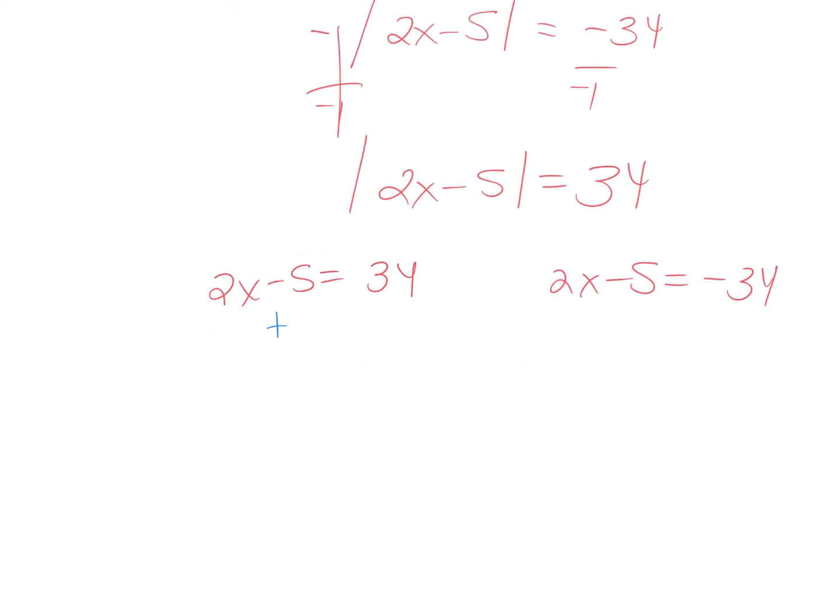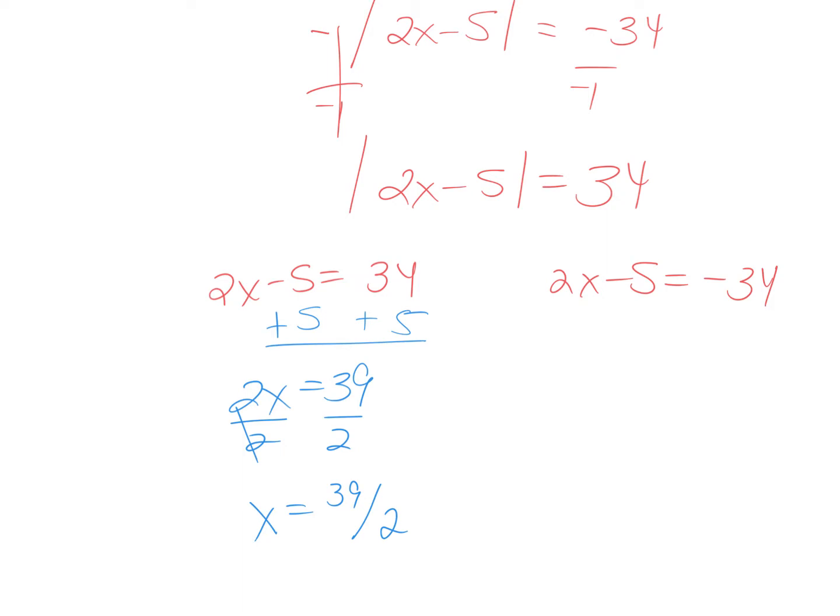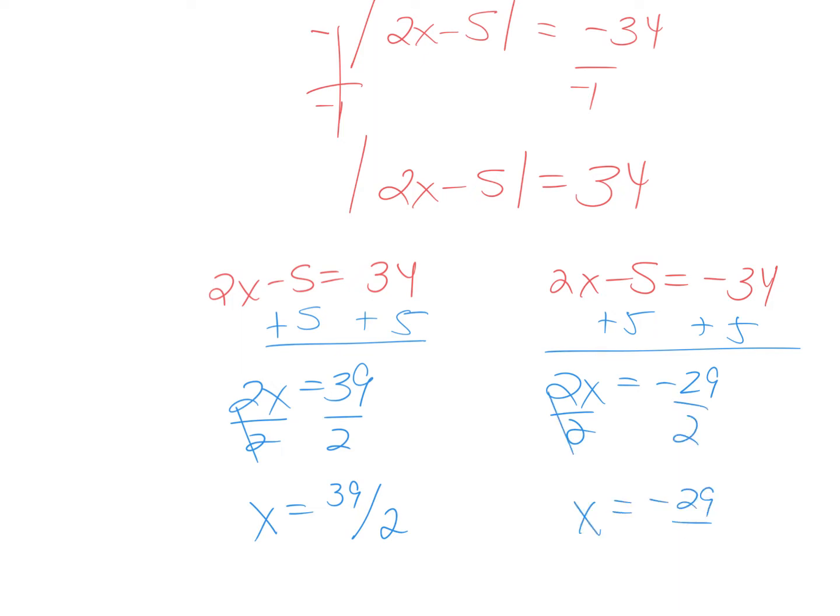So we're going to go through and we're going to add 5 to both sides. We get 2x equals 39. Divide both sides by 2, and you get x equals 39 over 2. Same thing, we're going to add 5 over here. Be careful with your signs. 2x equals negative 29. Divide by 2, and you get x equals negative 29 over 2.